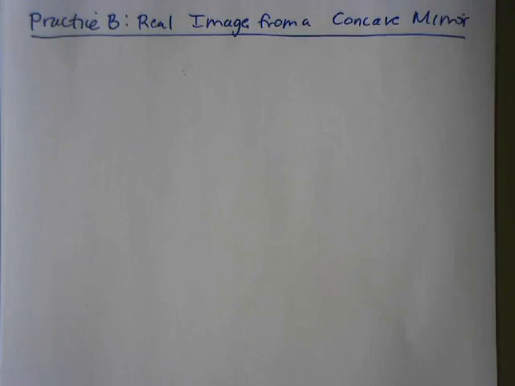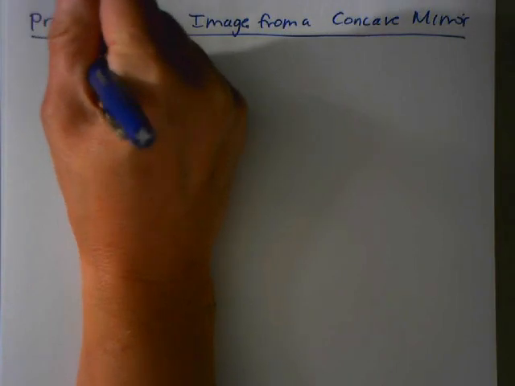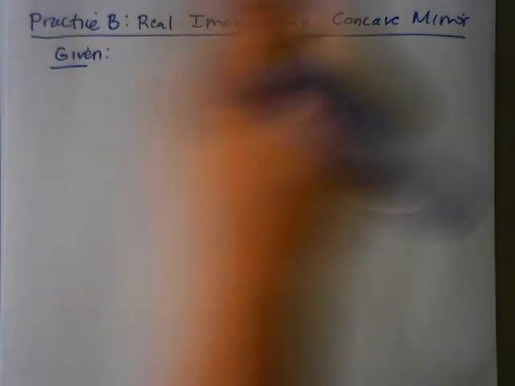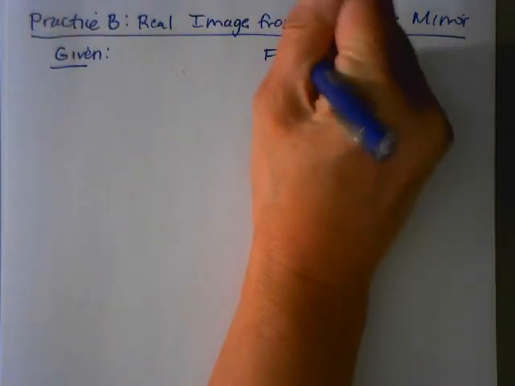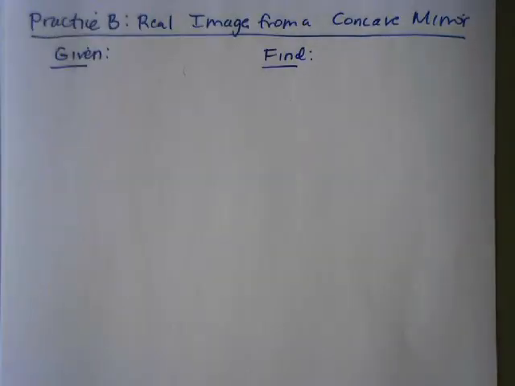Okay, so let's look at practice B. First we're going to look at the first part where it says real images from a concave mirror. So let's look at the first problem. Again, we're going to write our given and find. And we'll look at the first problem.